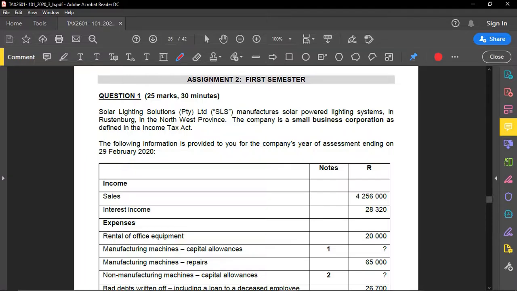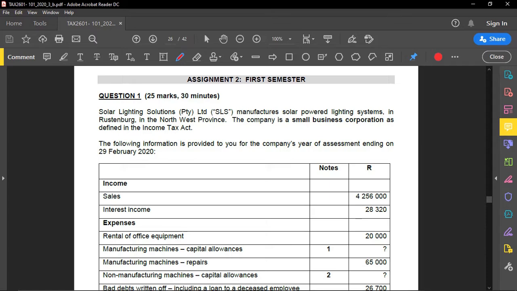This is TAX2601. I'm going to be looking at assignment 2 for semester 1. This is question 1. It's out of 25 marks and you should spend around 30 minutes completing the question. Remember, exam technique is very important, so I'm going to treat this assignment question as an exam question.